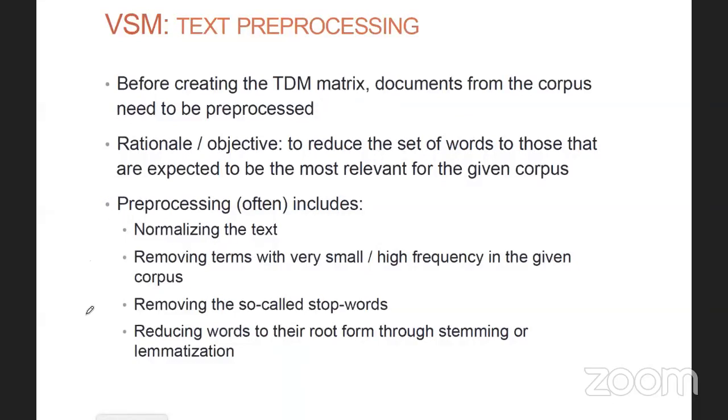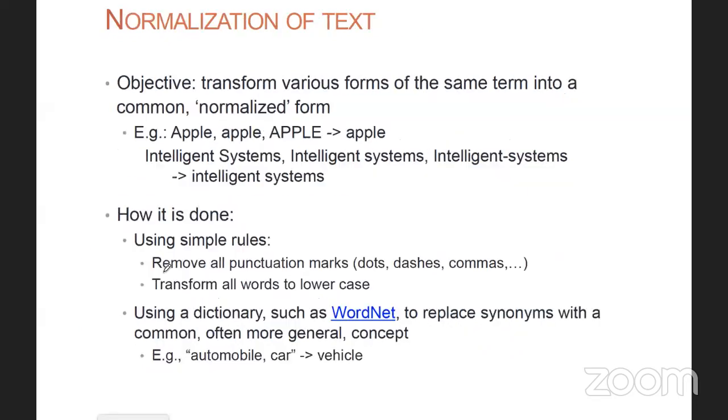These are the methods that we will apply: normalizing the text, removing stop words, and lemmatization. Let us discuss these steps one by one. The first one is normalization of the text. This is the first technique that we will apply in text pre-processing.